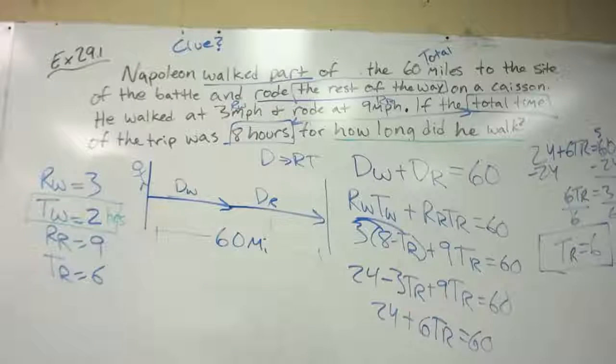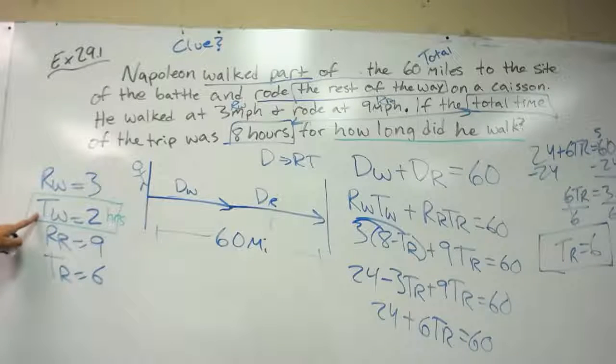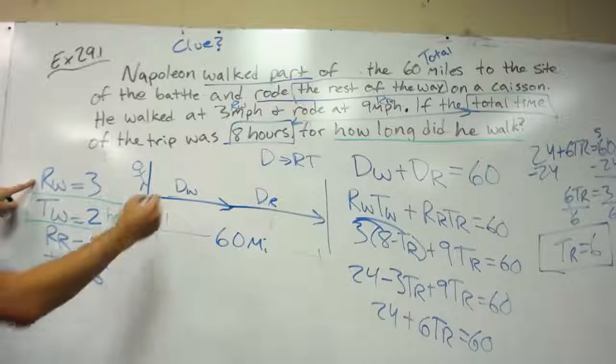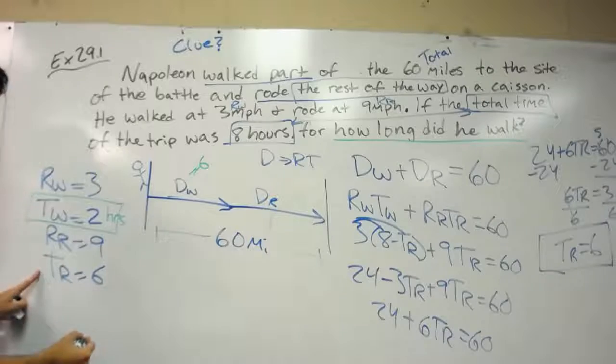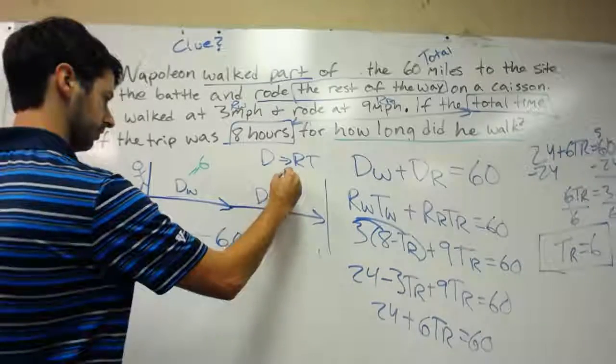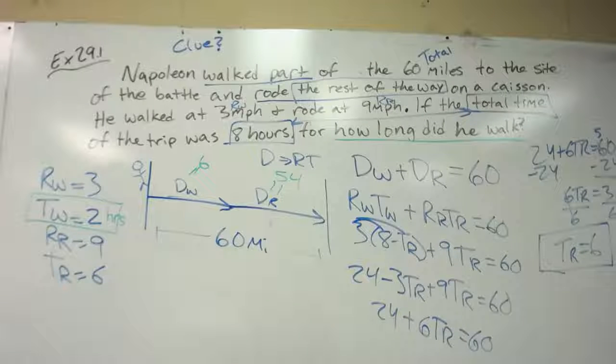If it did want to know the distance walked, all you would do is time walked times rate walked. Find that that was 6. And find that he rode 54. So he rode a lot longer than he walked, which is probably a good idea. 6 miles, that's a long walk though.